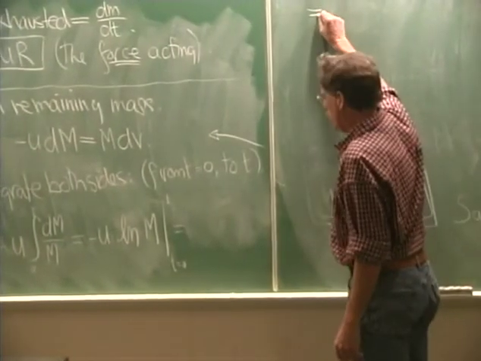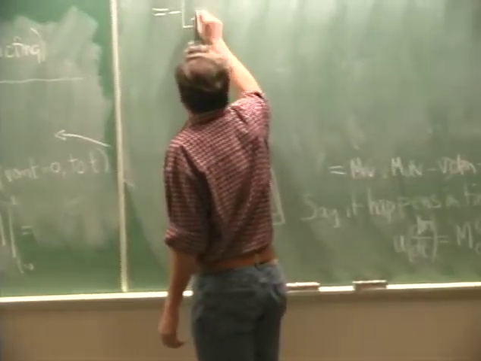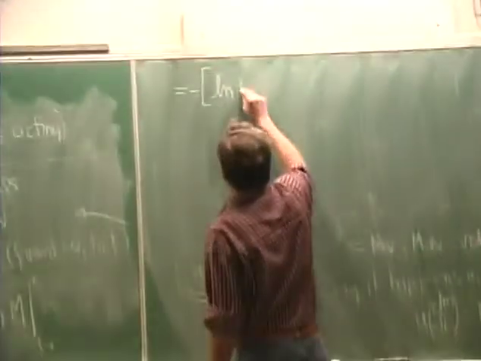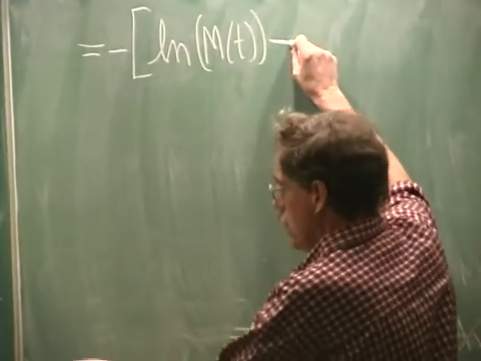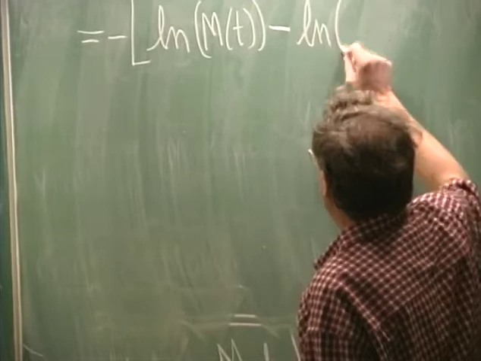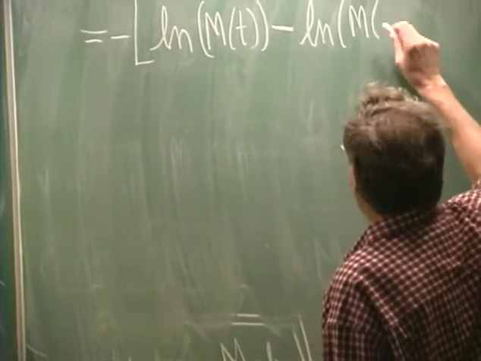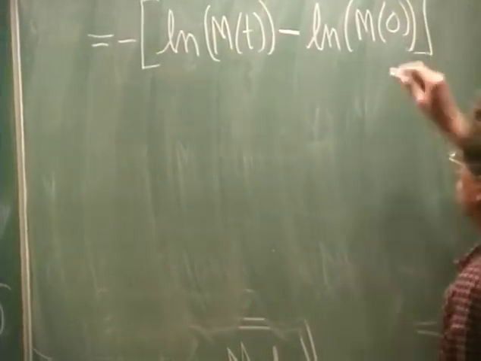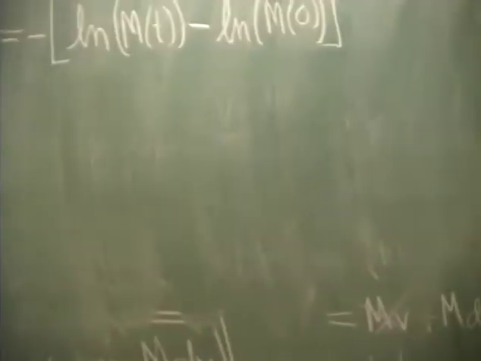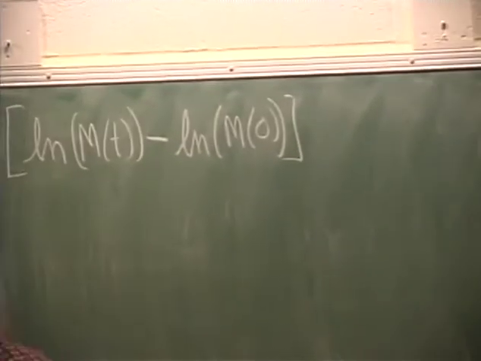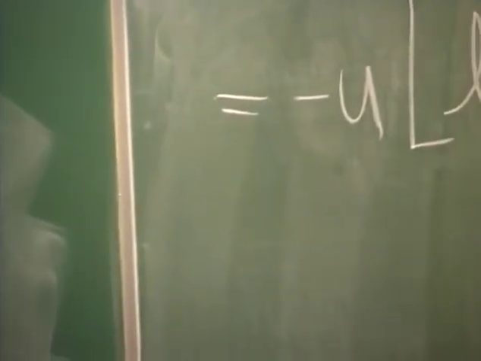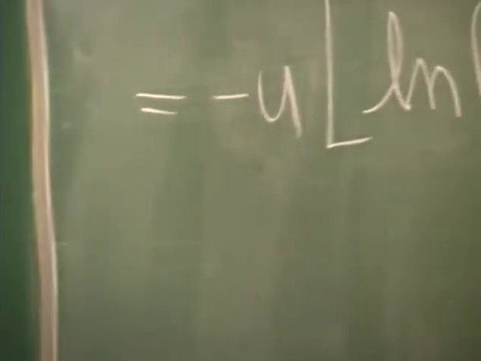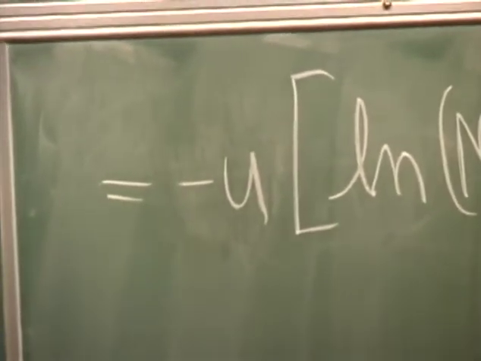Well, on the right, I've got minus log at the upper limit, that would be the mass at time t, minus the lower limit, that would be the log of the mass at time t equals 0. That was the starting mass of this thing. Whoops, I forgot the u. Very good. Minus u. You know how to rewrite that difference of the logs a little bit tidier?